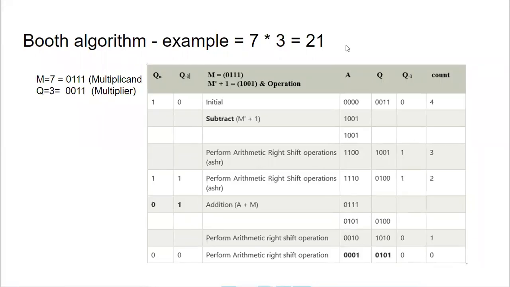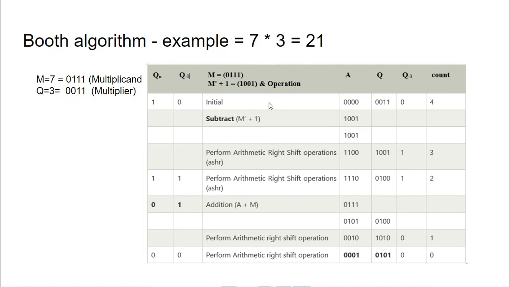In this video, we are going to see some more examples of Booth algorithm. Let us consider both positive numbers, 7 into 3 equal to 21. Now the multiplicand is 7 and the register Q consists of the value 3, the multiplier. So this is the binary equivalent. Here we consider 4 bits.